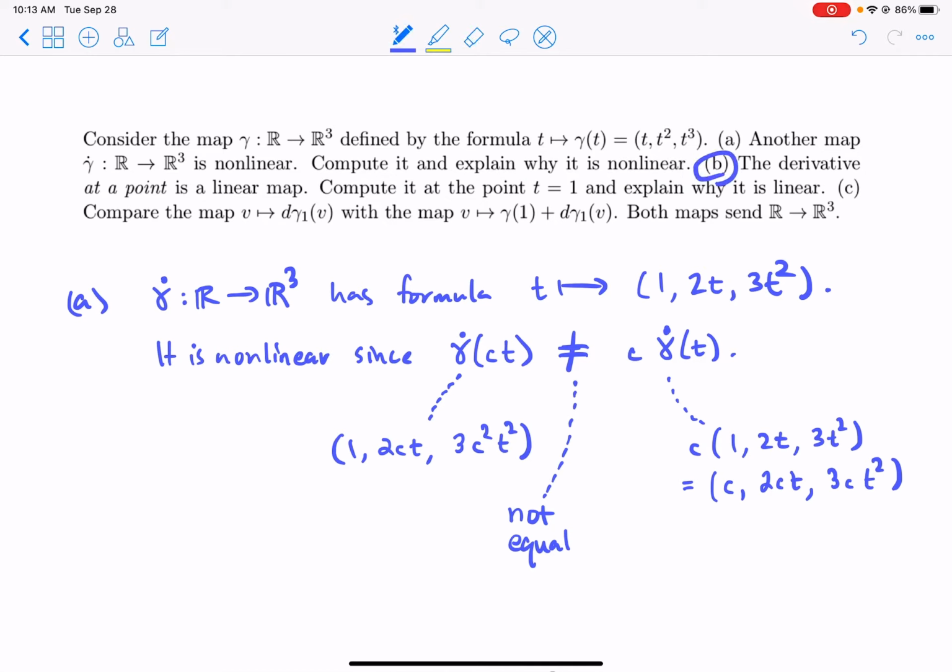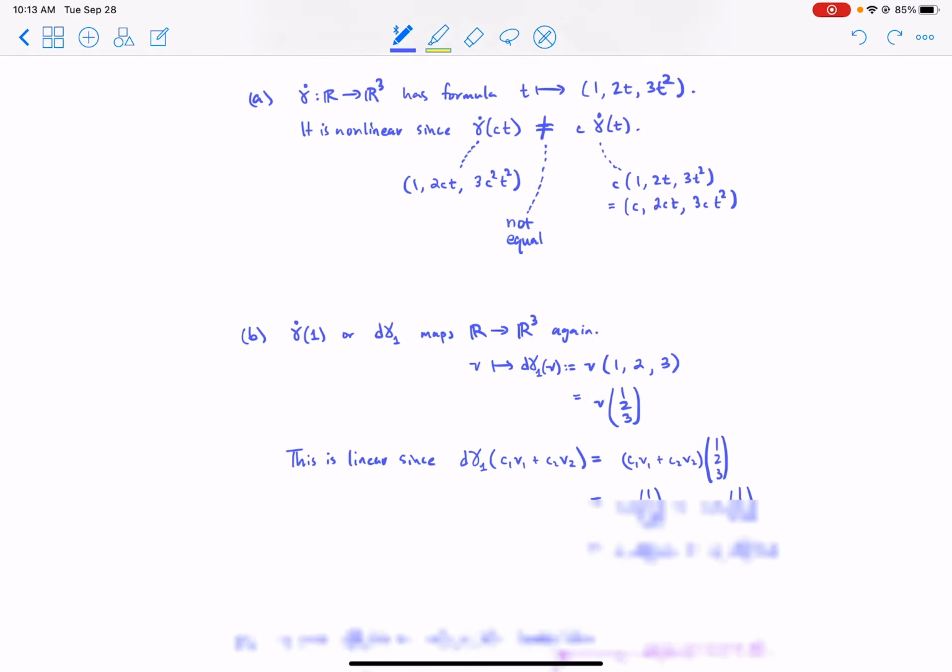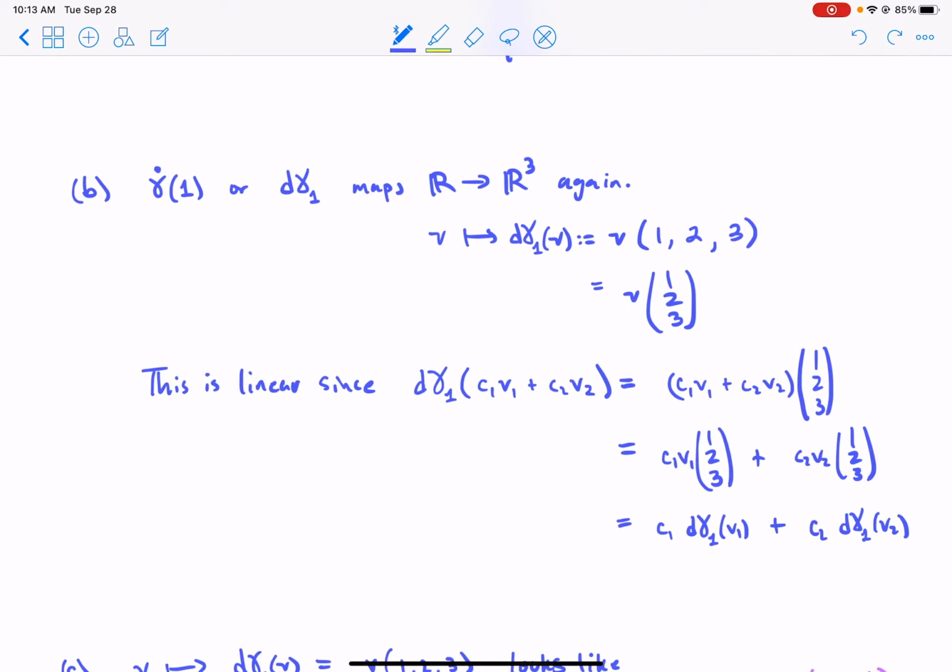Part B: the derivative at a point is a linear map. So gamma dot, if we do it at a point, what we get is a linear map. So let's look at that. Well, it says compute it at the point t equals 1. Then explain why it's linear. Okay. Here is my written answer. Something like this would receive full credit.